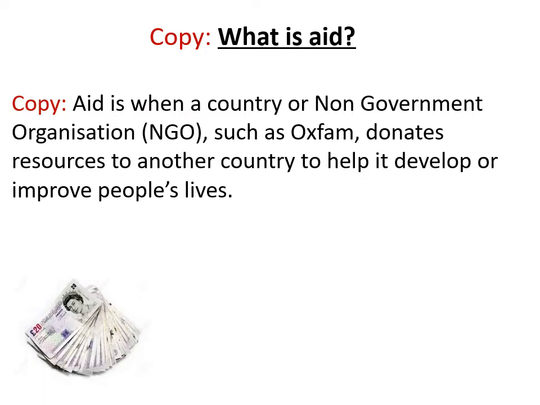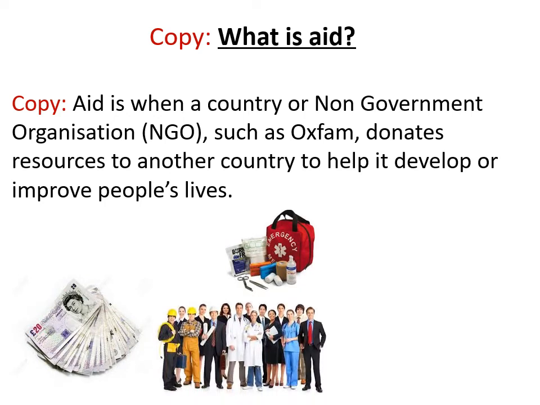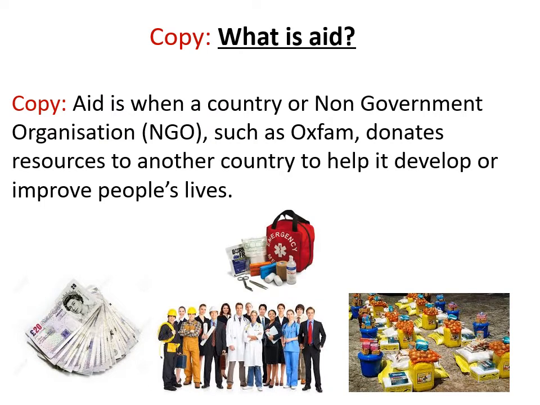Money could be an example of such a resource to donate. Medical supplies, technical support, help, even people can be donated to other countries to help them. For example, if there was an earthquake, countries from all over the world may send search and rescue teams and expert seismologists to help that country respond to the disaster. Food can also be the kind of thing that could be sent in aid.